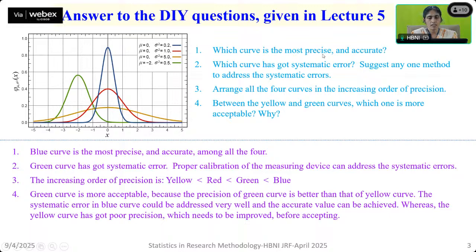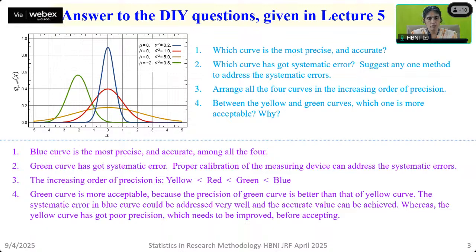The blue curve has the most precise and accurate measurement among all the four. This can be visibly read from the curve as well as from the numerical values of mu and sigma square given as inserts in the figure. Those curves which fall exactly where mu is equal to 0, and whichever has a smaller value of sigma square, have the most accurate and the most precise measurements. Hence, the blue curve is the one which represents the accurate and precise measurement.